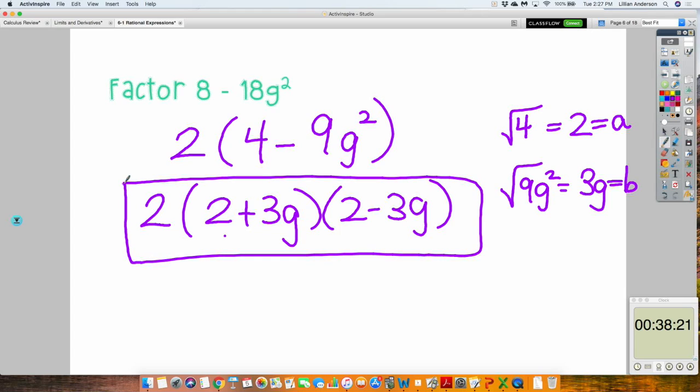I can always check to see if I'm right by foiling those two parentheses and then distributing over the 2, and I should get my original problem. Okay? Does everybody understand? Because I saw that a lot of people were kind of stuck at that part.